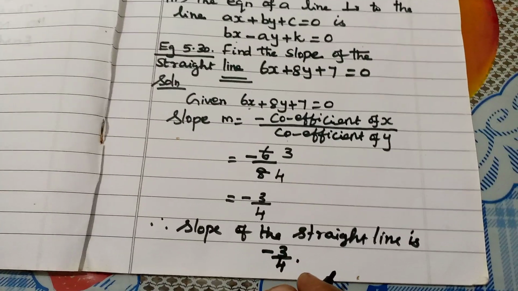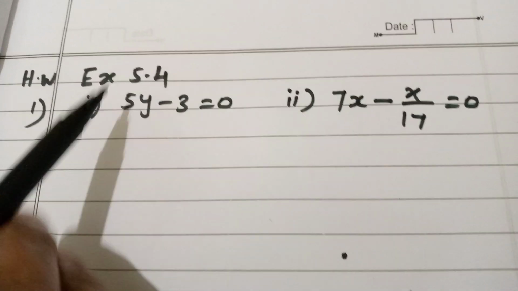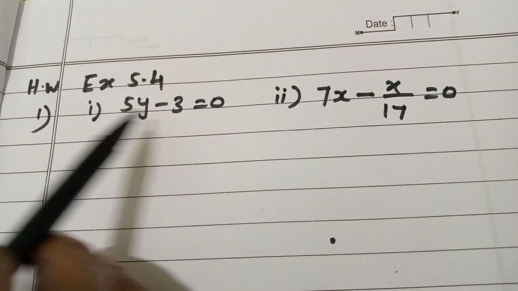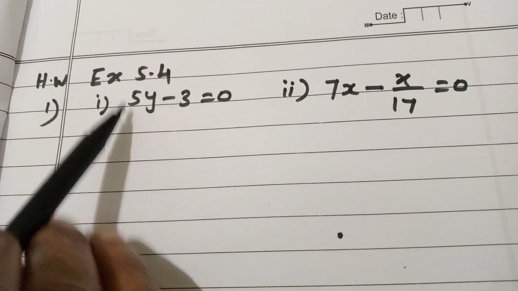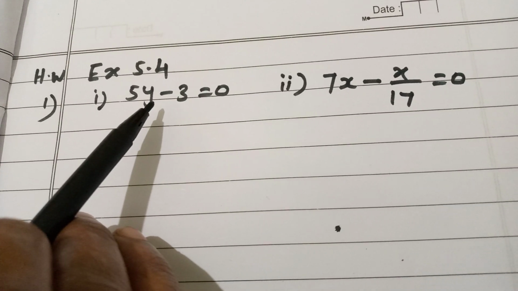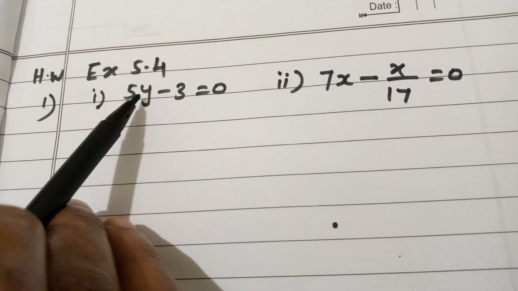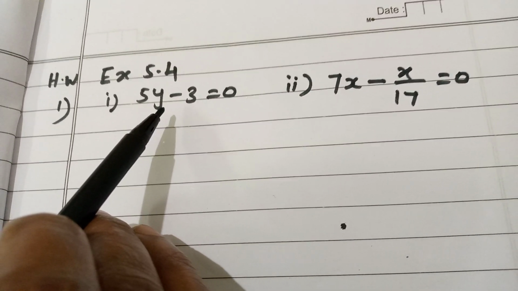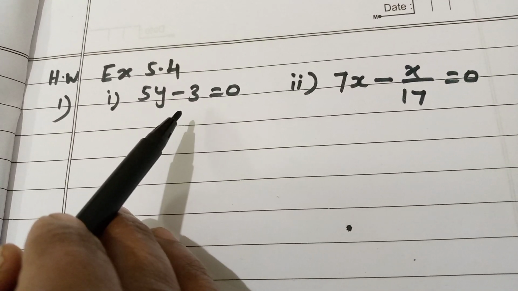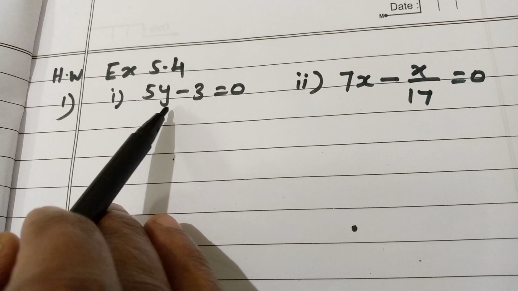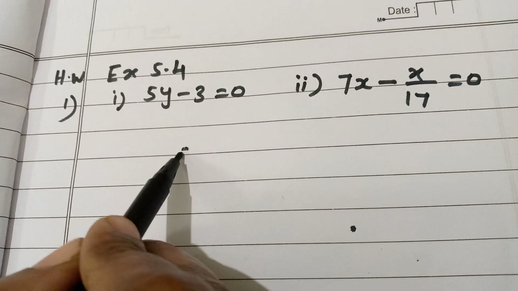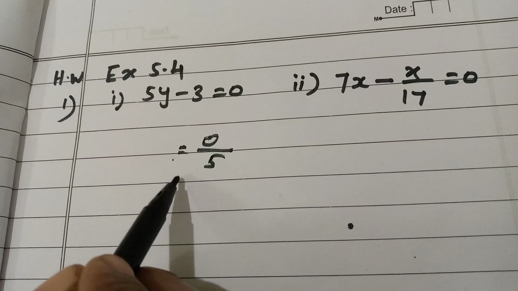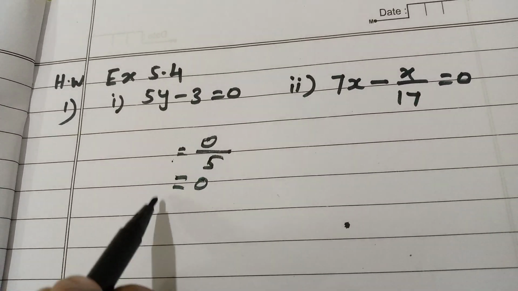Understood, students? So there are two homework questions. Exercise 5.4, first question, two subdivisions. Easy only, just now we did that model only. Here the coefficient of x term is missing, so you have to give 0. It is in the form of ax plus by plus c equal to 0. So for the slope of the line, what formula do you have to use now? Minus coefficient of x by coefficient of y. Here the coefficient of x is 0, so you have to give 0 by, what is the coefficient of y term here? 5. 0 by 5. 0 by any number is 0. So slope is equal to 0 is the answer.